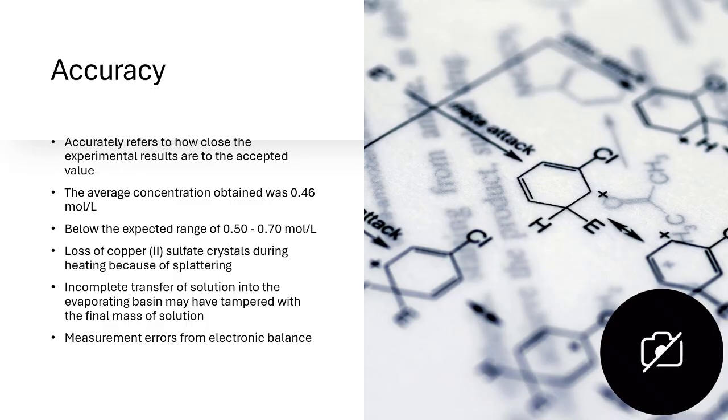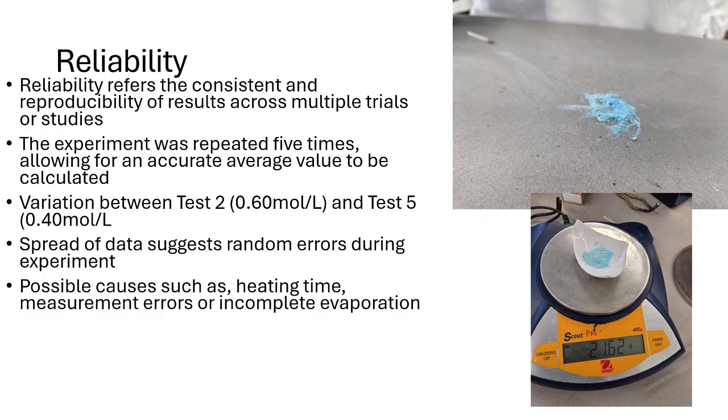Incomplete transfer of solution from the measuring cylinder to the evaporating basin may have also altered starting volumes in some trials, and electronic balance uncertainty could have further compounded over the 5 trials, further contributing to the overall underestimation. Results were consistent throughout all 5 trials, except for one large outlier, which was 0.0385 moles, compared to the average concentration.